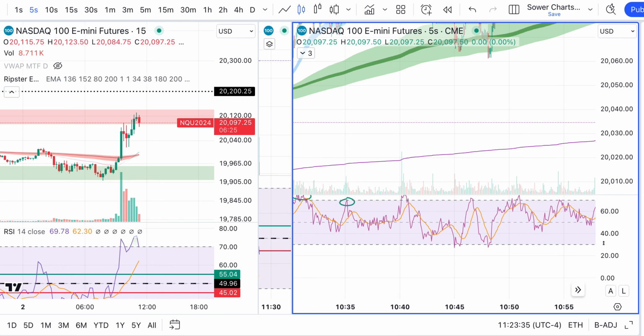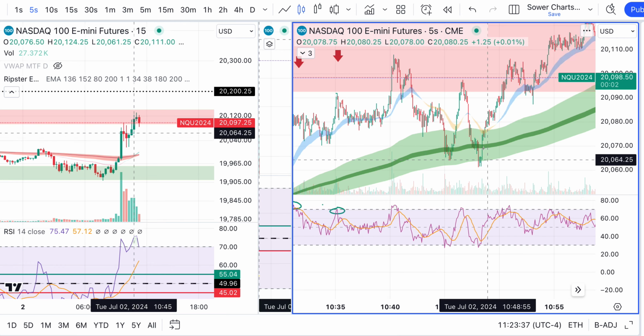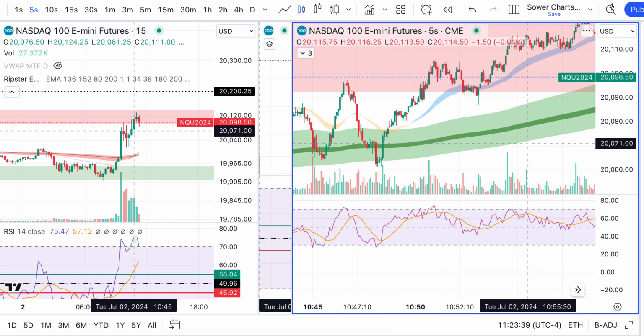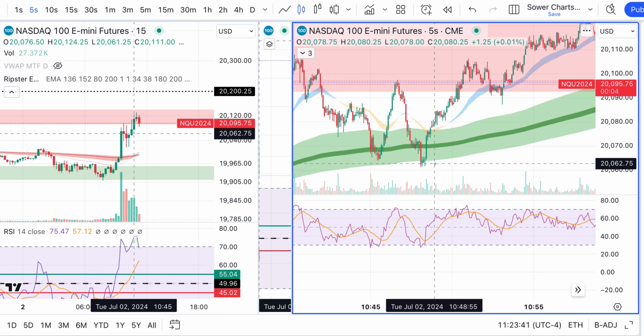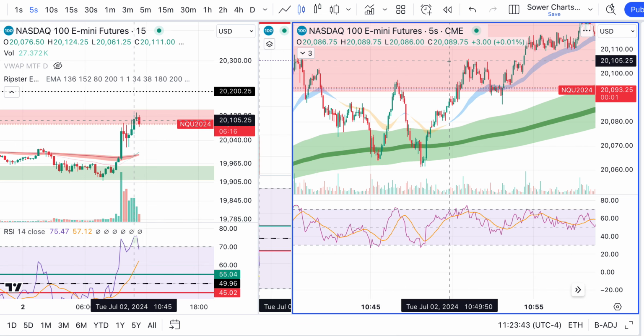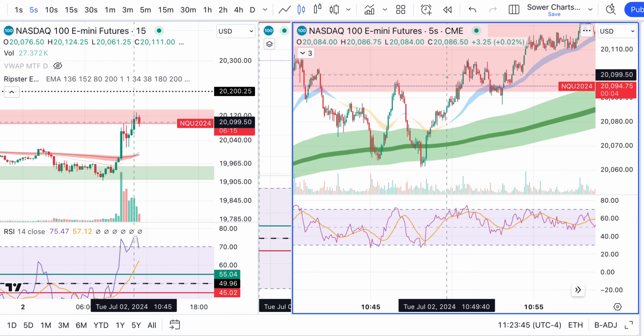So too bad though, because that was the trade that really took off. It really took off to the upside. As you can see, it just took off. It went up from 62 to 105, about 45 points, which is pretty good.